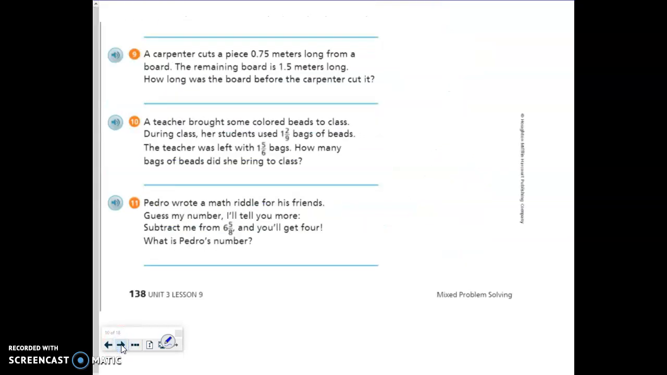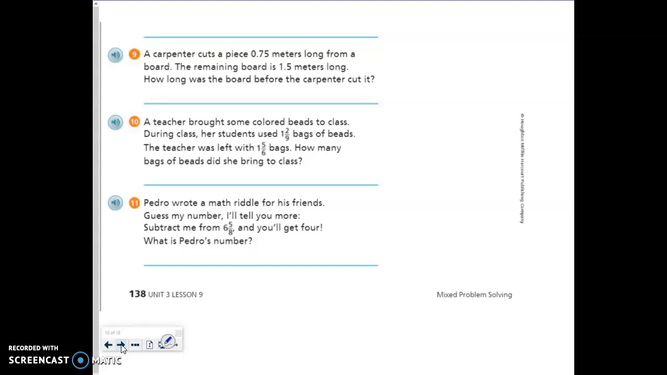All right, bottom of the page here. I'm only going to do question 10. Question 11, it seems harder than it is. It's actually quite easy, but I just wanted to get you a different way to find that common denominator, which is question 10. A teacher brought some colored beads to class. During class, her students used 1 2/9 bags of beads. The teacher was left with 1 5/6 bags. How many bags of beads did she bring to class?